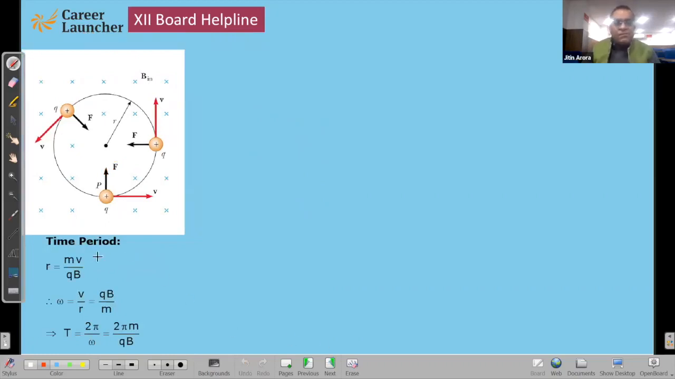If we're supposed to find the time taken by the particle to complete one circular rotation, we know that time period is equal to 2 pi by omega, or time period is equal to the distance covered, 2 pi r by V, for one particular circular turn. So we know R is equal to MV by QB. So R by V is equal to M by QB. So T is equal to 2 pi R by V, which is equal to 2 pi M by QB. And hence this is the answer that you get at the end.